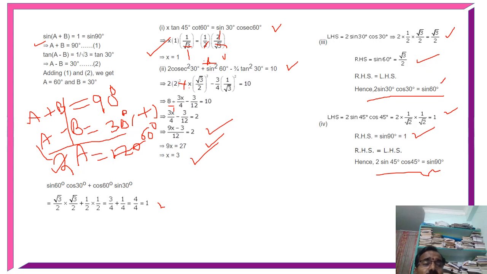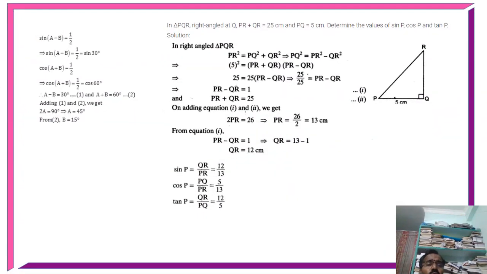Next, let us go with the next slide. Similar model: sin of a minus b is equal to 1 by 2, and cos of a plus b equal to 1 by 2.